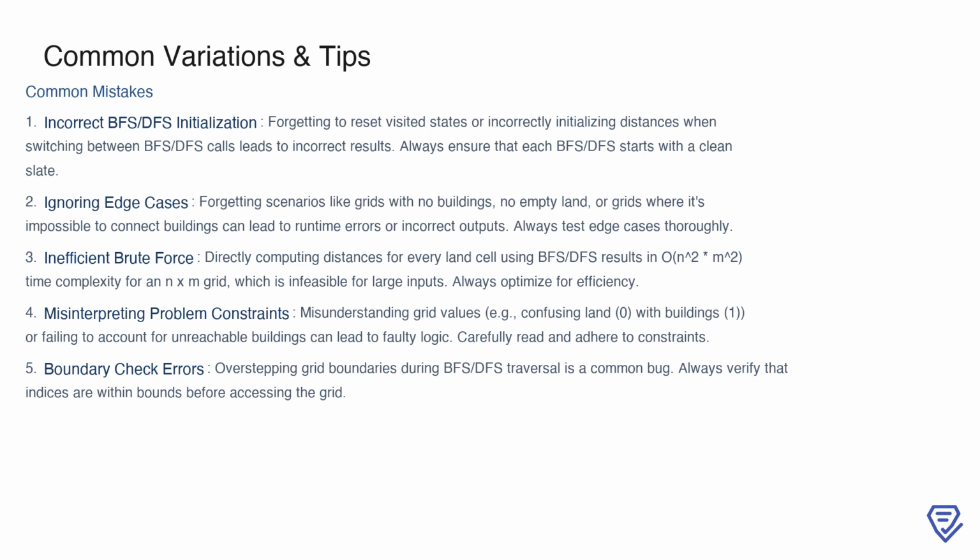Directly calculating distances for every empty land cell results in an O(n^2 * m^2) time complexity for an n x m grid, which becomes infeasible for larger inputs. Instead, focus on optimizing your solution. Additionally, misinterpreting problem constraints, such as confusing grid values or not accounting for unreachable buildings, can lead to faulty logic, so always review the problem statement carefully.